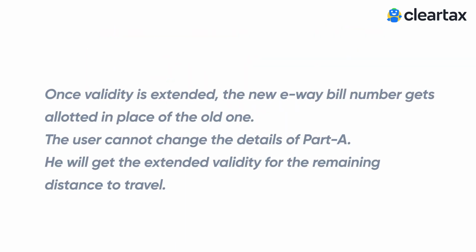Please note that once validity is extended, the new e-way bill number gets allotted in place of the old one. The user cannot change the details of Part A. He will get the extended validity for the remaining distance to be travelled.